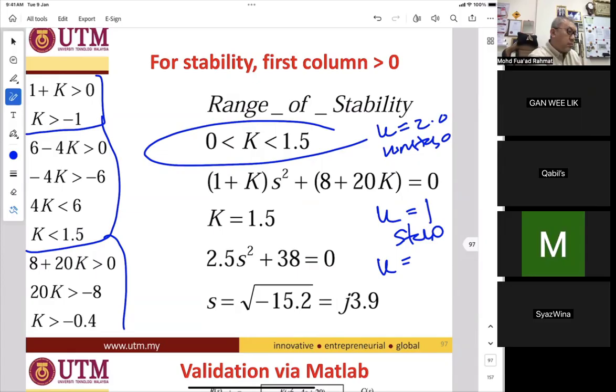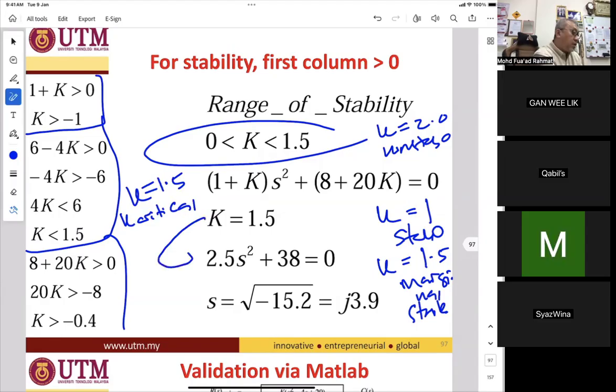Qabil? Yes, Doctor. When K equals 1.5, what happens? Marginally stable. Okay, so that's why we choose K equal to 1.5, because when the root locus crosses the j omega axis, that is when the gain K is critical. So this we call K critical. That's why we choose 1.5.